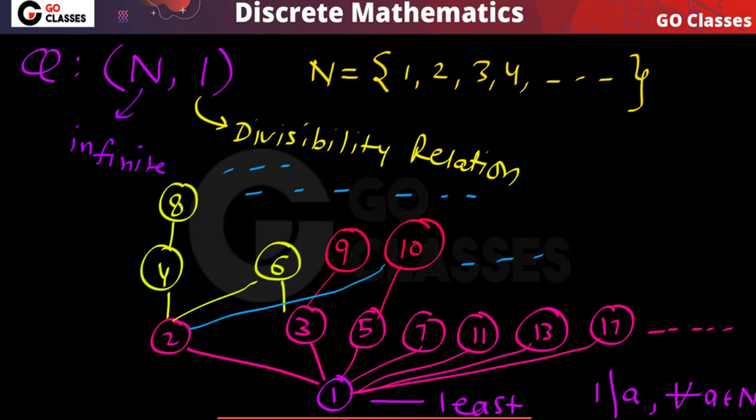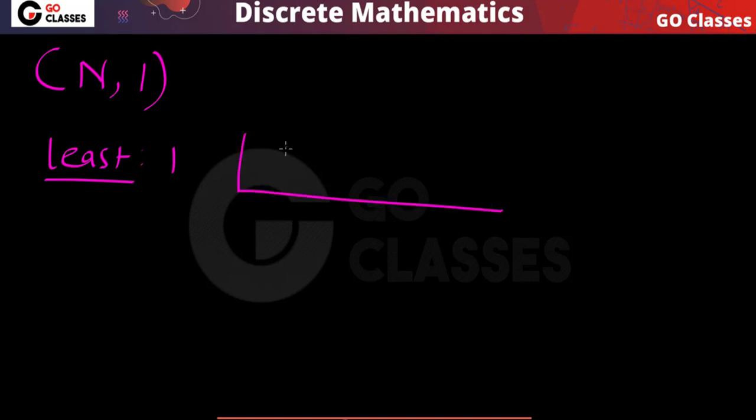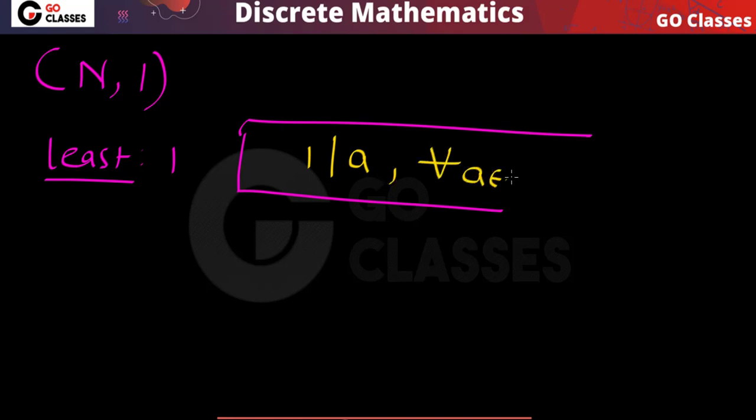Now what is the greatest element, if I ask you? The least element, you know. In this set of natural numbers with divides, you know the least element. What is the least element? The least element is 1. Why? Because you can notice that 1 will divide everything. I can say that 1 divides a for all a in the base set. For every natural number, 1 divides everything.